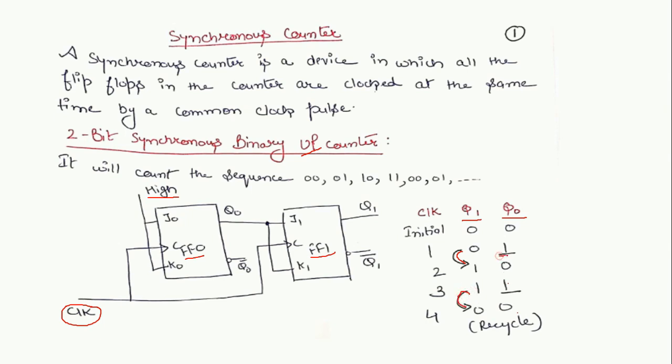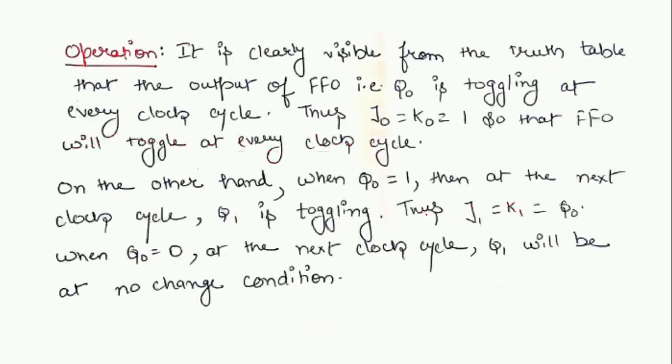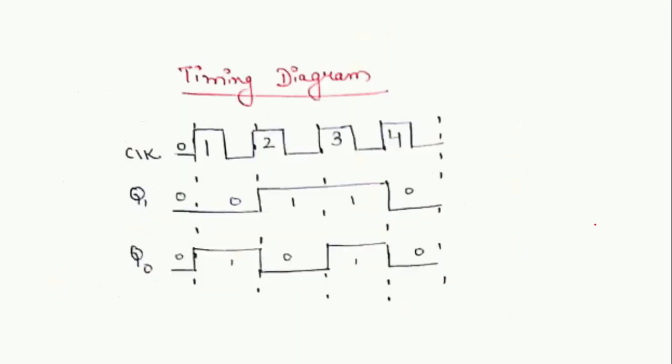When Q0 is equal to 1, at the next clock cycle, Q1 is going to toggle. That means J1 and K1 are equal to Q0. When Q0 is 0, J1, K1 are 0, so with the clock the output is a no change condition, as you can see over here. When Q0 is 1, at the next clock cycle, J1, K1 will become equal to 1. The clock is already 1, so Q1 will toggle. That is, the value of J0 and K0 is equal to 1 and the value of J1 and K1 is equal to Q0. Now this is the timing diagram of the 2-bit synchronous binary up counter.